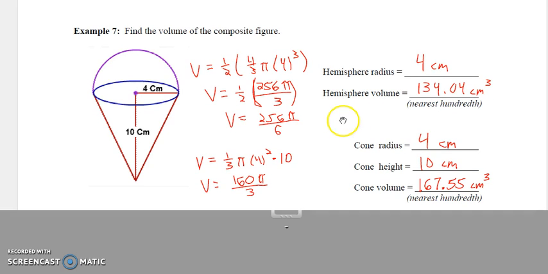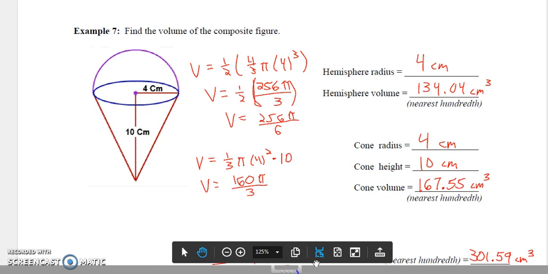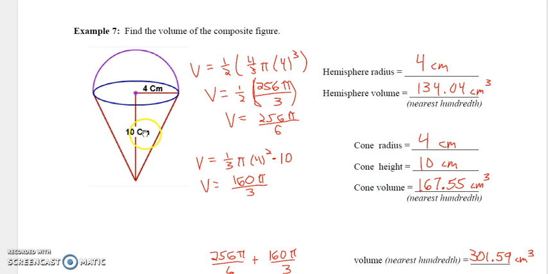And our final example is like we've seen a little bit before with the composite solids. This is a snow cone. It's a cone with a hemisphere on top, and I want to know what's the total volume of the whole thing. So we're going to do the volume of the hemisphere. We're going to do the volume of the cone. And as you can tell, the radius is the same for both the hemisphere and the cone.